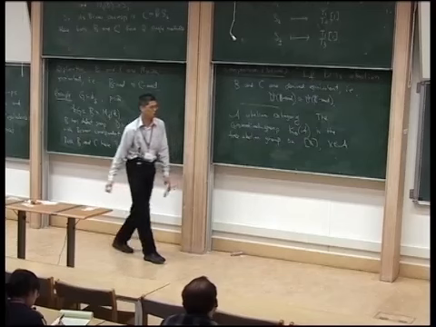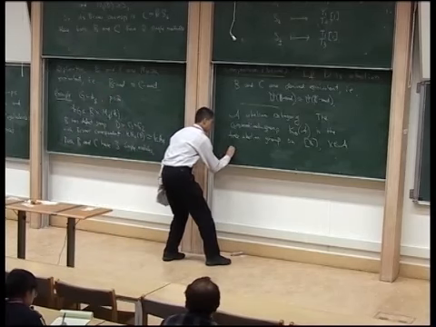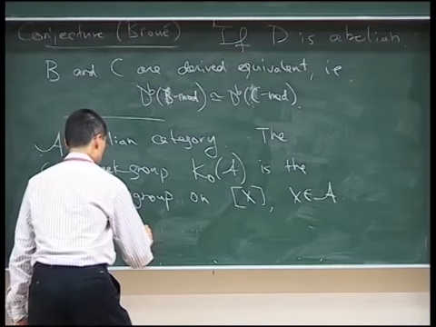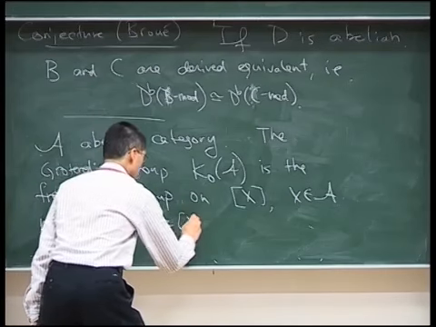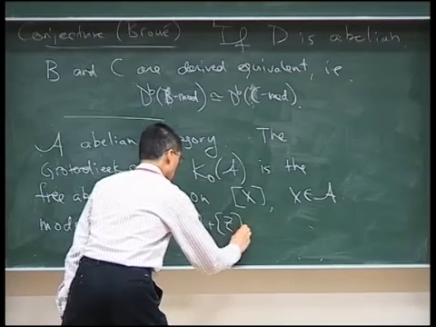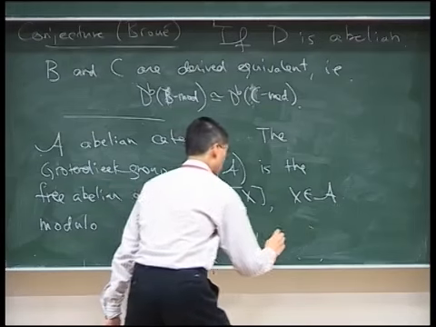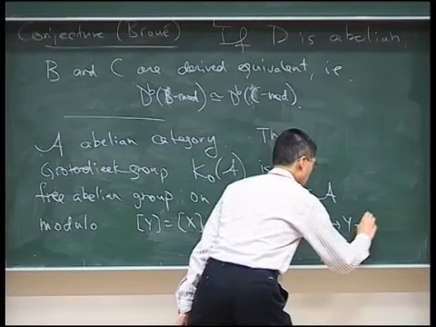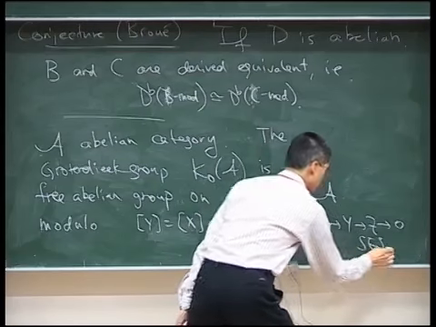Okay, and then we mod out by some relations given by short exact sequences. We have the relation y is equal to x plus z for all short exact sequences x, y, z in A.